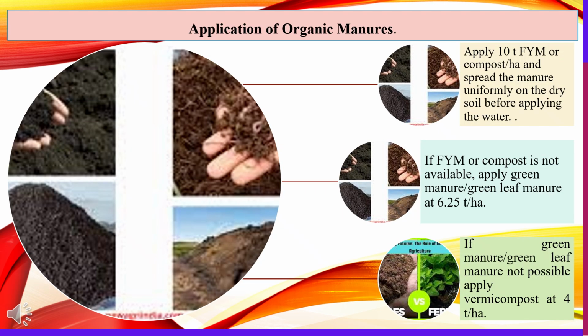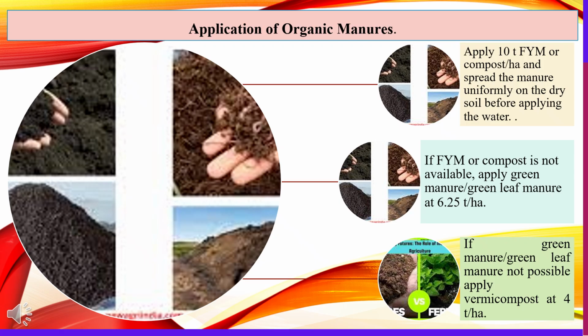Application of organic manures in paddy. Farmyard manure, FYM, or compost. Apply 10 tons per ha of well-decomposed FYM or compost. Spread the manure uniformly on dry soil before applying irrigation water to the field. Incorporate it into the soil during field preparation for better nutrient availability.